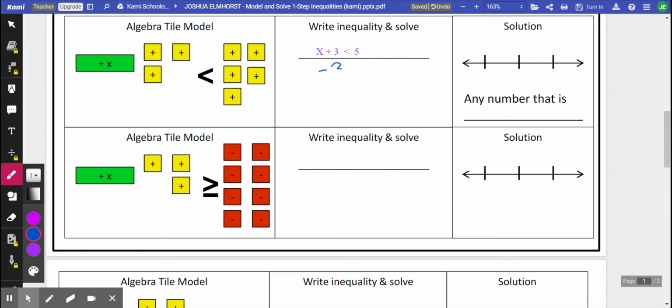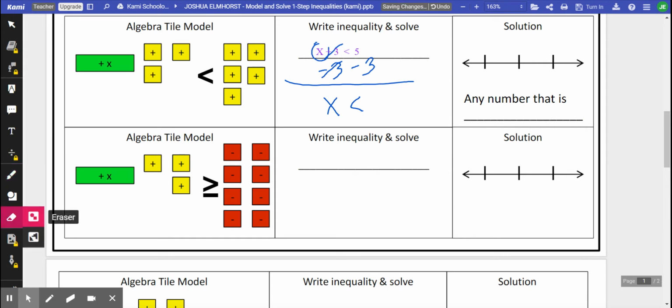We're going to subtract 3 from both sides in order to isolate the variable. So that's going to cancel. We bring x down, bring the variable down, and then 5 minus 3 is going to leave us with 2. So x is less than 2 in this situation.